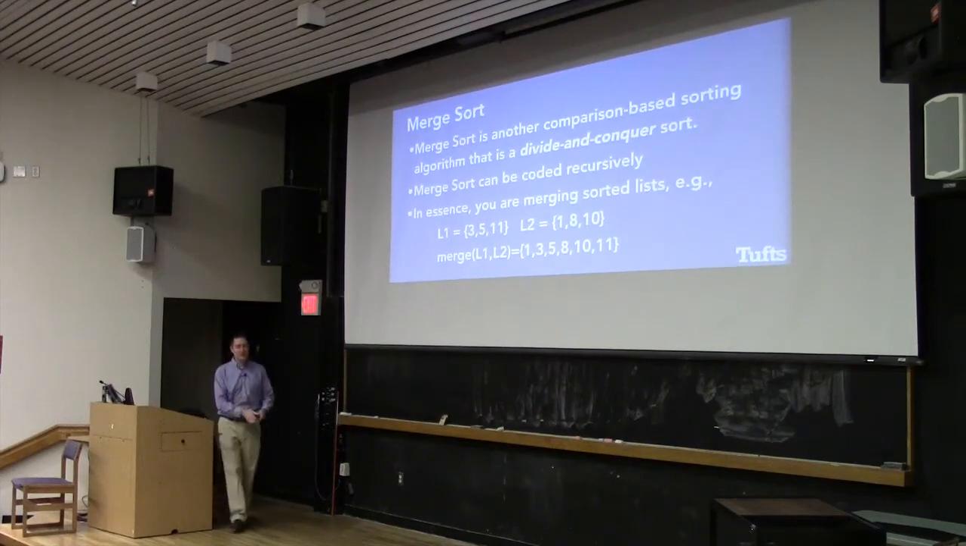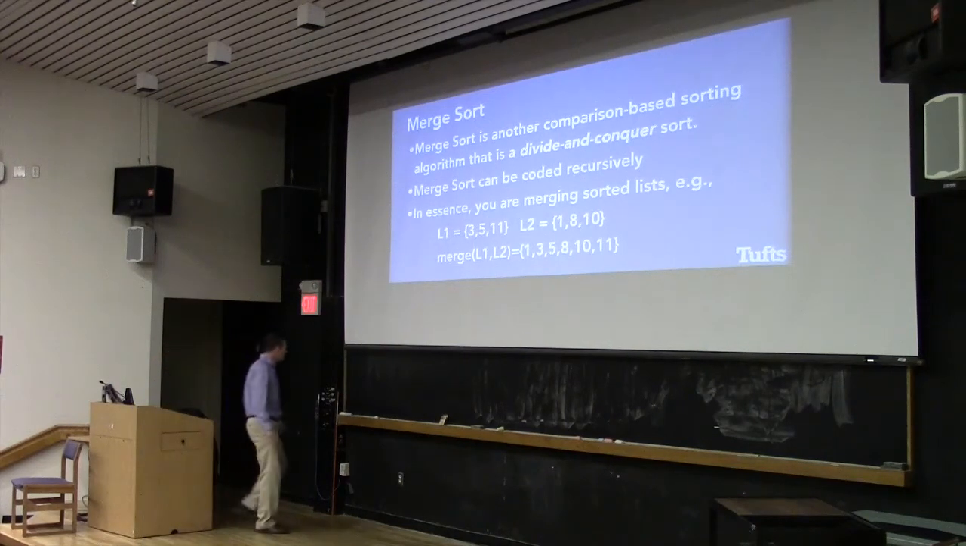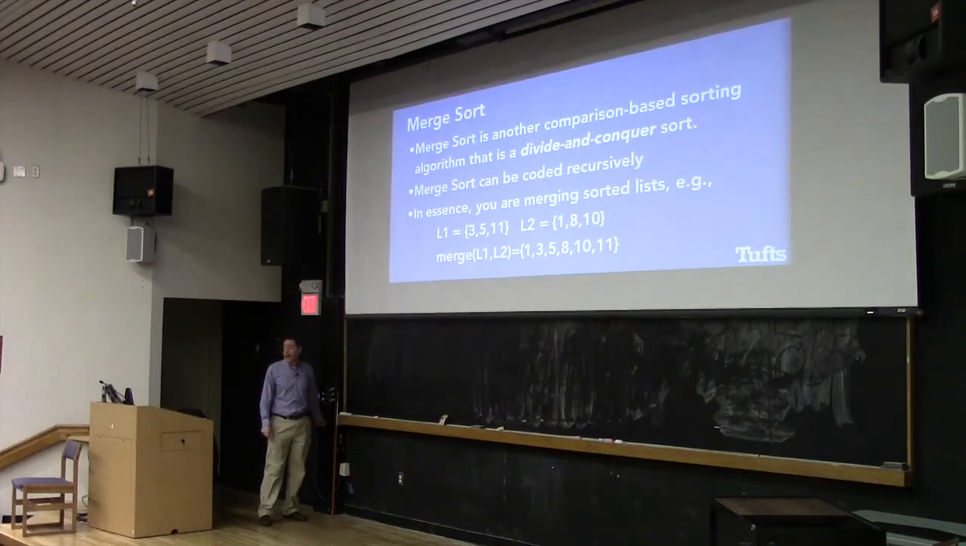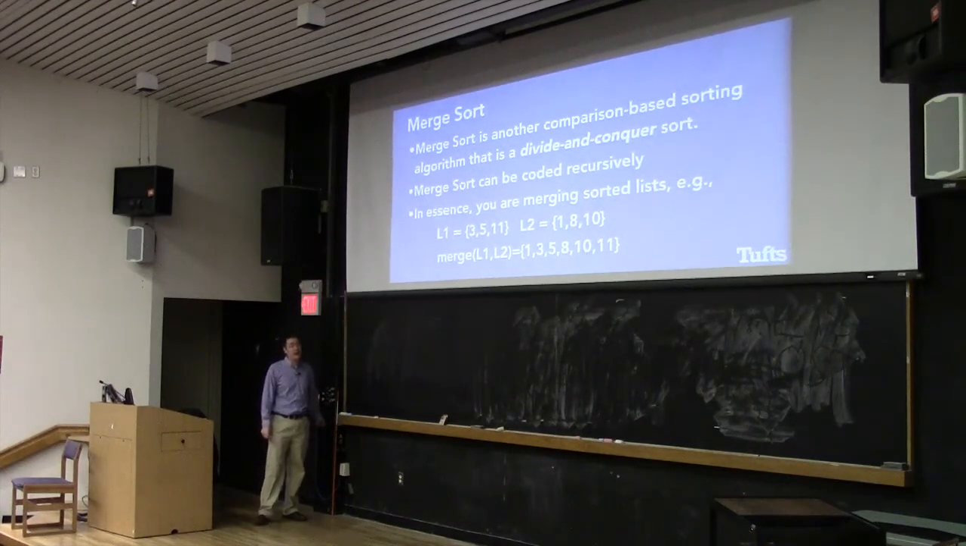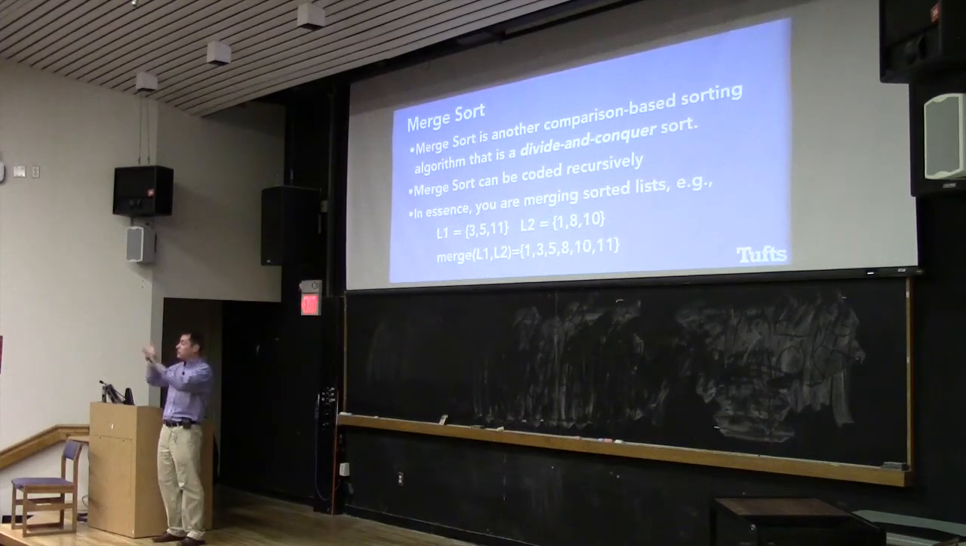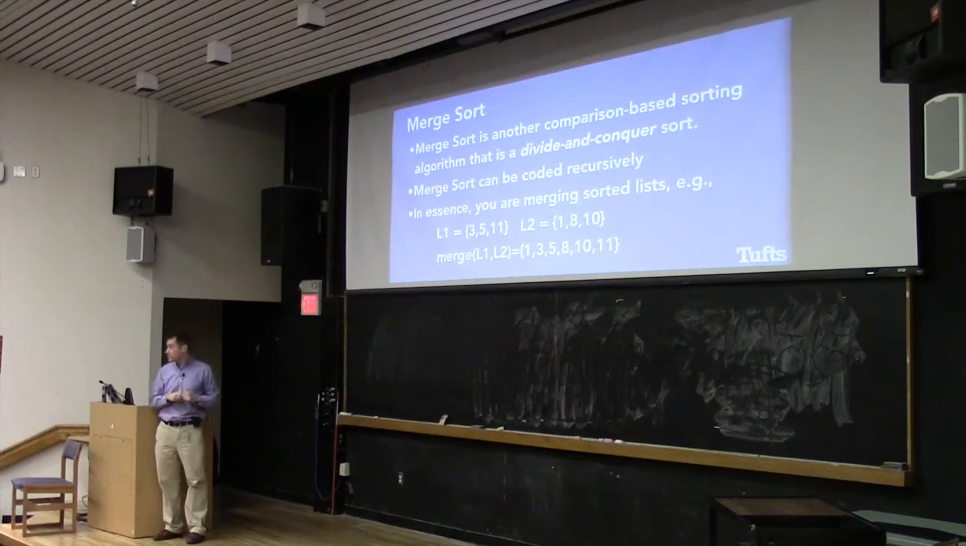OK, let's do a couple more sorts. All right, so we're going to talk about this thing called a merge sort. Merge sort is another sorting algorithm that is comparison based. Okay, in other words, you've got numbers that you're comparing with each other. One is greater than, less than, or equal to the other, and you're doing these comparisons and reordering things based on that comparison. Okay, merge sort is what we call a divide and conquer sort.